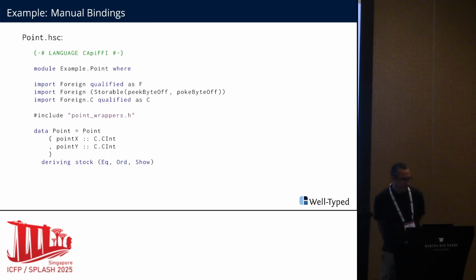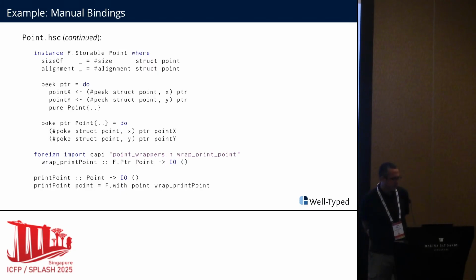Then implementing the Haskell code, this example uses the hsc2hs library, which I'll explain on the next slide. But you can see that it defines a data point type that very closely corresponds to the C struct point. It's pretty straightforward to just translate the code over, but writing it by hand for all the types can be pretty tedious.